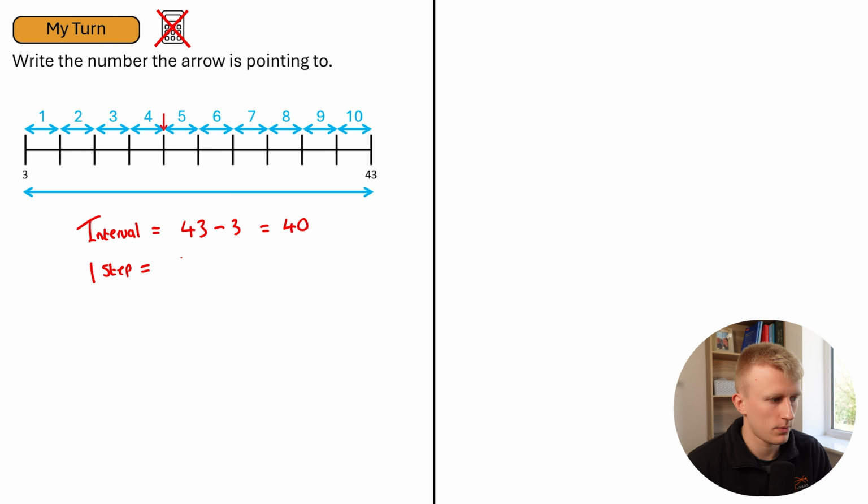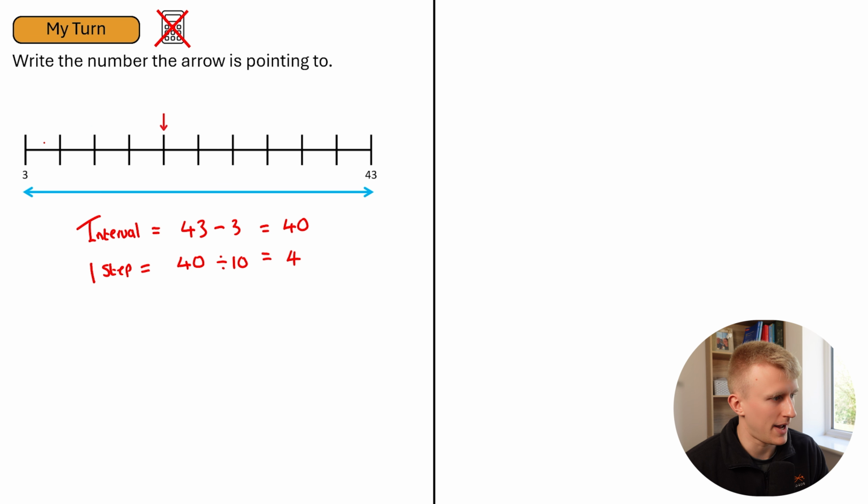So each step will be worth whatever our interval was. So that was 40 divided into 10 equal steps. So each step is worth 4. Okay, so now we want to find the value that the arrow is pointing to. And there are a few different ways we can do this. One way is just to count up manually. So we can do 3 add 4. Okay, that would give us 7.